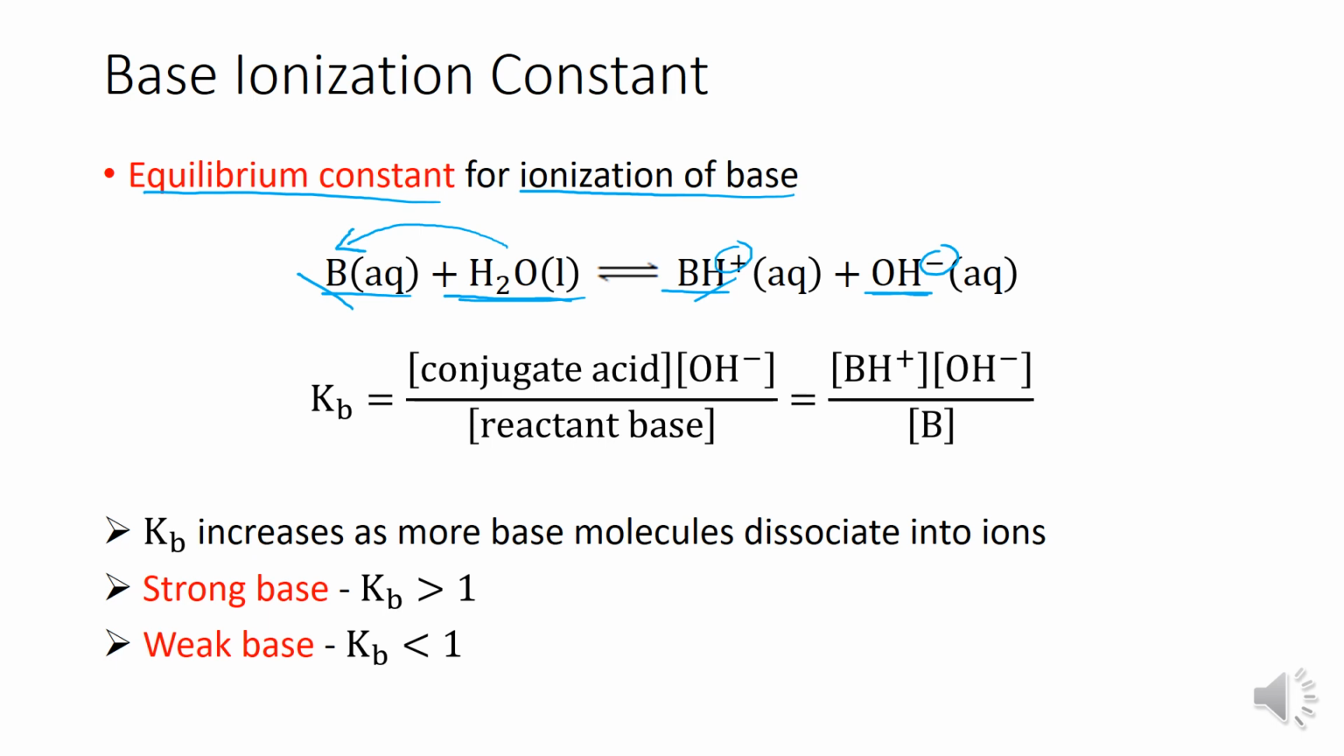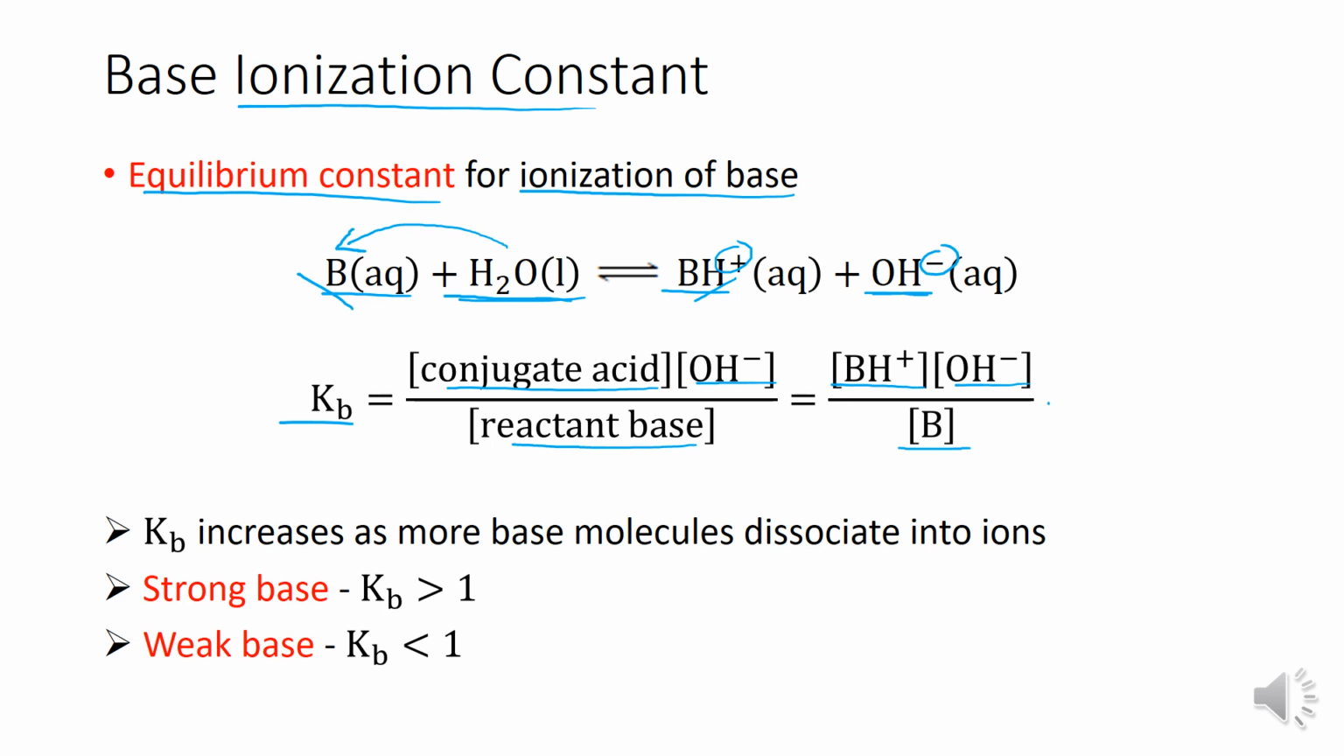So based on this chemical equation, the base ionization constant, which is represented by capital K sub B, is equal to the concentration of the conjugate acid times the concentration of hydroxide ion divided by the concentration of the reactant base. So that is the concentration of BH plus times the concentration of hydroxide ion divided by the concentration of the reactant base.